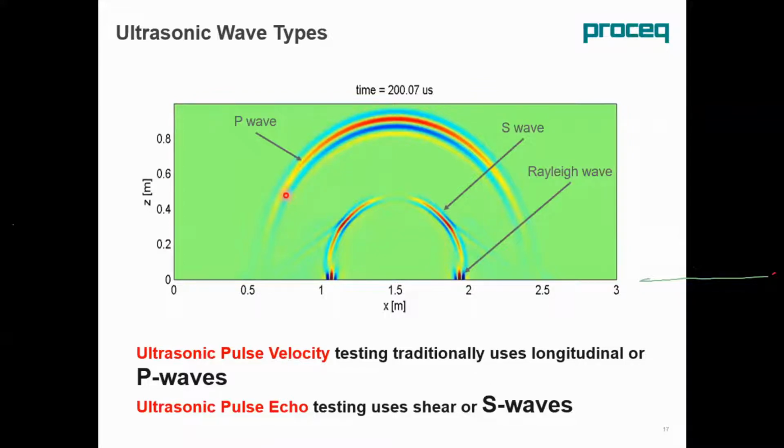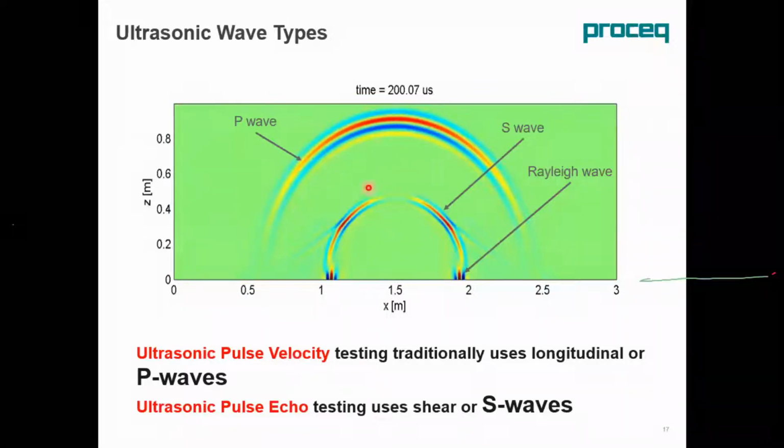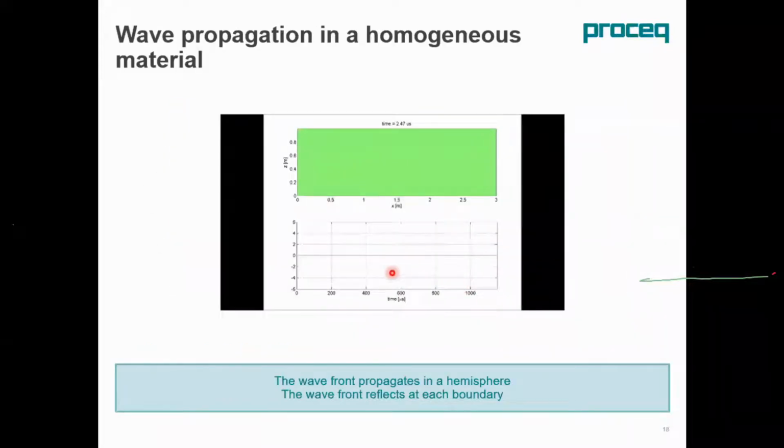Normally for UPV testing, we use the P wave. We also have other components called the S wave or shear wave, and the surface wave or radial wave. I can show you a simulation here of how this wave propagates in a homogeneous material, for example a metal. You can see the wave will travel through this material and bounce back. Just observe the waveform, the A-scan here. I'll start the video now.